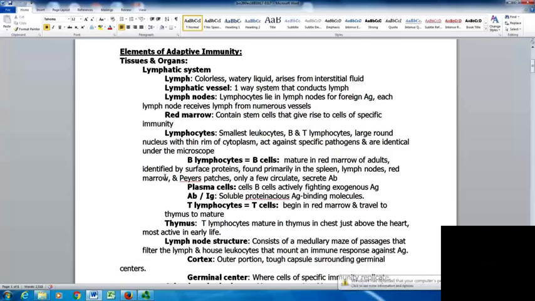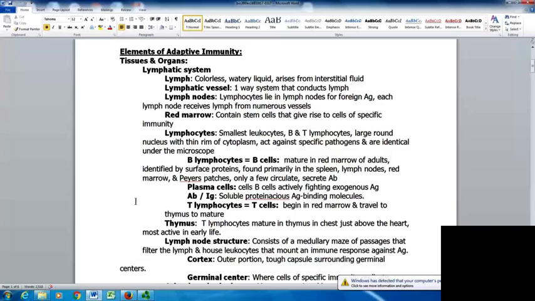Your lymphocytes are the smallest of the leukocytes. They're going to include B and T lymphocytes. They're going to have large round nuclei with a thin rim of cytoplasm around the outside. They will act against specific pathogens, and they look identical under the microscope. So when you look at them, you can't see the difference between a B or a T cell under the microscope.